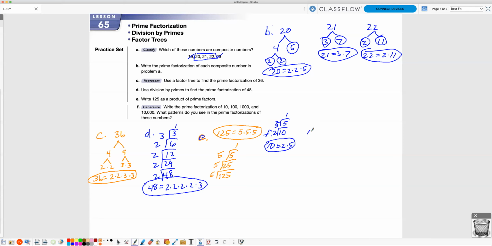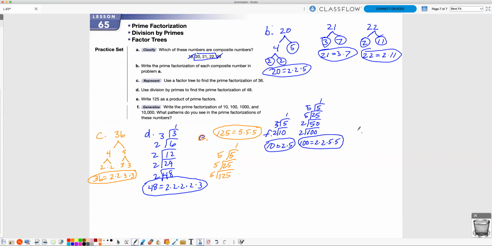Let's do 100 right here. Division by primes again is just easier for me. 100 divided by 2 would be 50. 50 divided by 2 would be 25. 25 divided by 5 would be 5. 5 divided by 5 is 1. So for 100, it would be the same as 2 times 2 times 5 times 5.